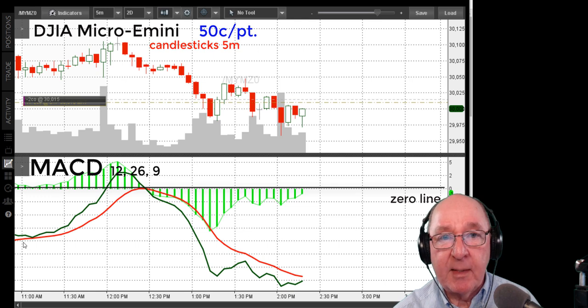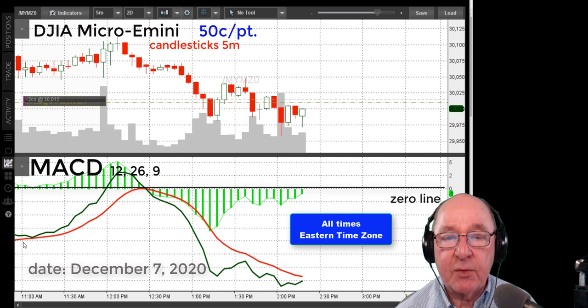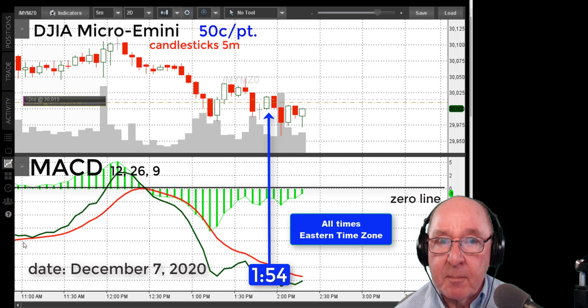DJIA Micro E-minis. That's the Dow 30 Micro E-minis. They're 50 cents a point each, and I'm shorting two, so it's going to be $1 per point. I like to use two because it's much easier. You don't even have to do the math as you go along. 1 point, $1. Now, what I did here, this trade is already in progress at about 1:54 p.m.